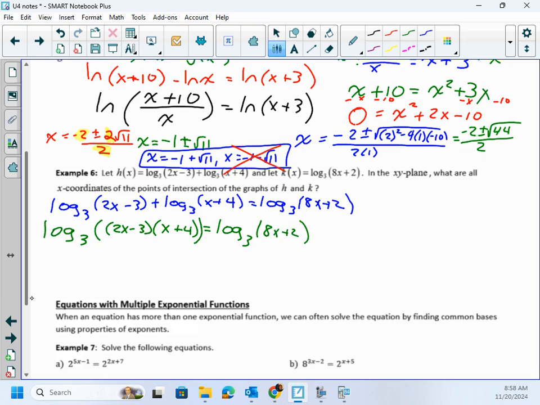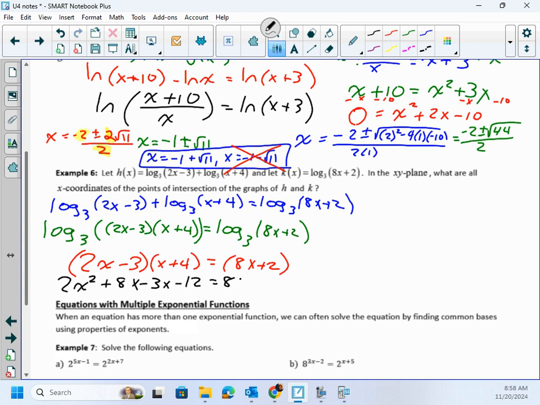They both have the same log, so I can drop it. And I can go to 2x minus 3 times x plus 4 equals 8x plus 2, sorry. I have to FOIL the left-hand side and move everything over. 2x squared plus 8x minus 3x minus 12 equals 8x plus 2. I'm coming up here for room. This gives you plus 5x. So I'm going to have 2x squared, and then minus 3x, minus 14 equals 0.